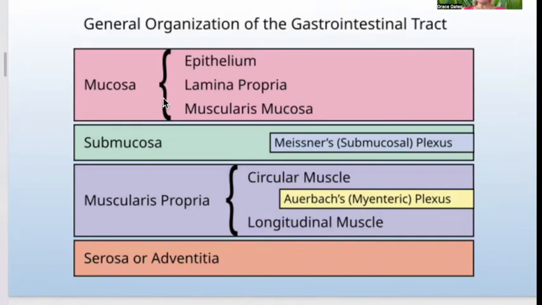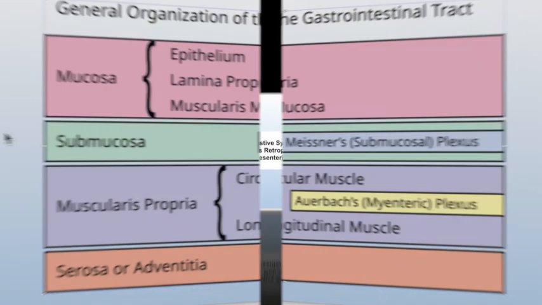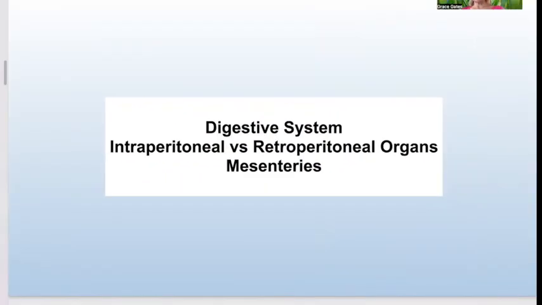Here's a summary slide showing the general organization of the gastrointestinal tract, or the digestive tract. And this is a great summary slide showing us that the mucosa has the epithelium, the lamina propria, and the muscularis mucosa. The submucosa has the submucosal plexus. It helps to not use Meissner, because that's an eponym, but instead use submucosal plexus. The muscularis propria, or the muscular layer, has the circular muscle and the longitudinal muscle, and then the serosa or adventitia on the outside.